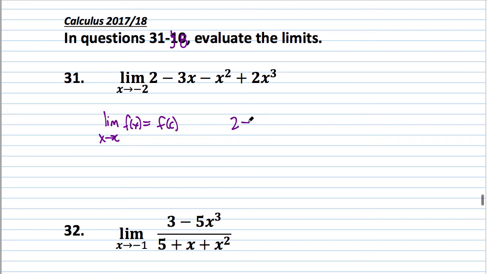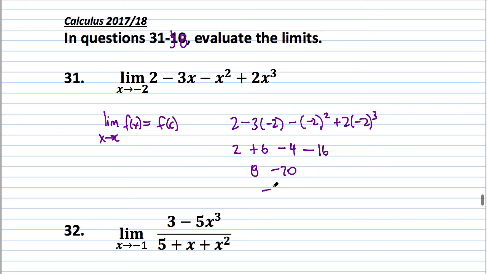So I have 2 minus 3 times negative 2 minus negative 2 squared plus 2 times negative 2 cubed. So this is 2 plus 6, and then negative 2 squared is positive 4, so I have minus 4. Then I have negative 2 cubed, which is negative 8 times 2 is negative 16. And so putting all of this together, we end up with 8 minus 20, so this is negative 12. So the limit as x approaches negative 2 is negative 12 for this polynomial.